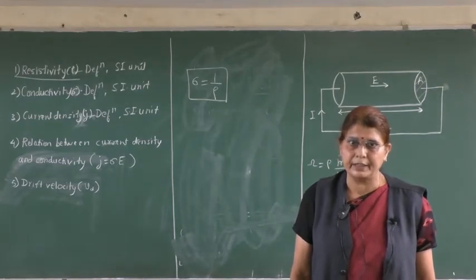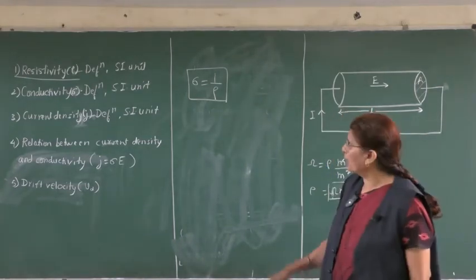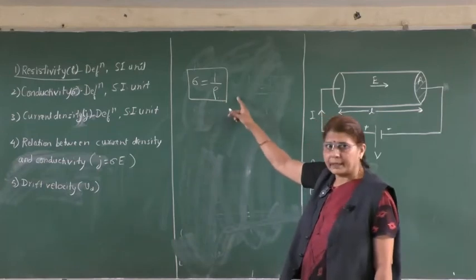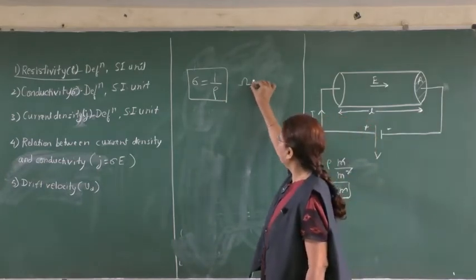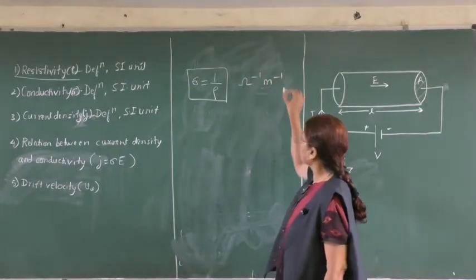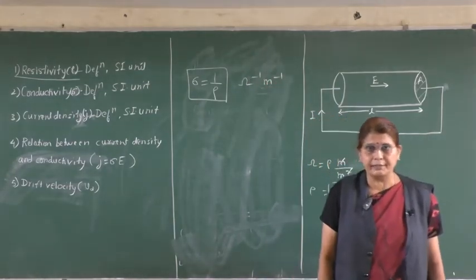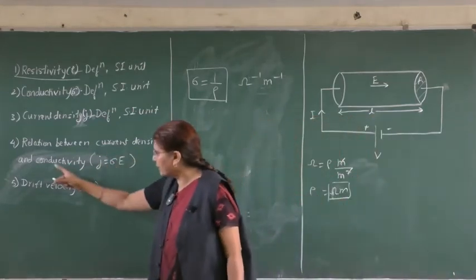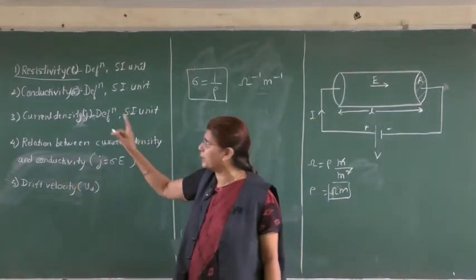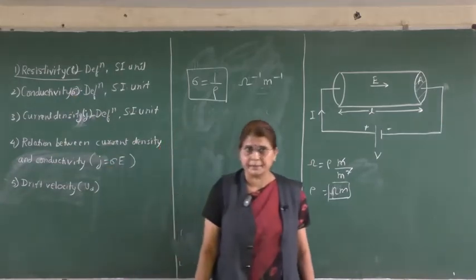Very simple definition. The unit also you have to take reciprocal. This is ohm meter, so 1 upon ohm meter means per ohm per meter. This is the SI unit of conductivity. This conductivity is important because we have a relation between conductivity and current density. So that is why I have defined conductivity here.